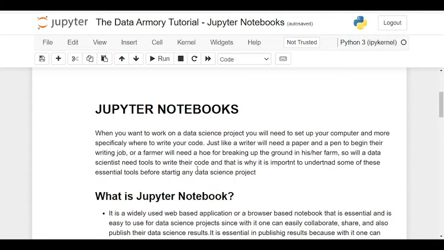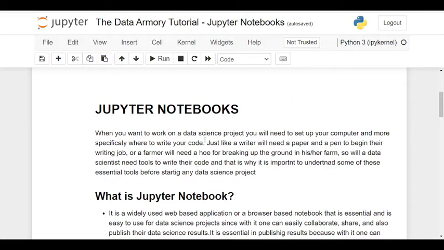Another example is that of a farmer who, before they get into their work, they'll need tools that will help them to break up the ground in their farm. And in this case, a farmer will always need a hoe. The same happens in the data science field, whereby when a data scientist sits down to begin a project, the data scientists will need tools to write their code. And that is why it's important to understand some of these essential tools when starting any data science project.